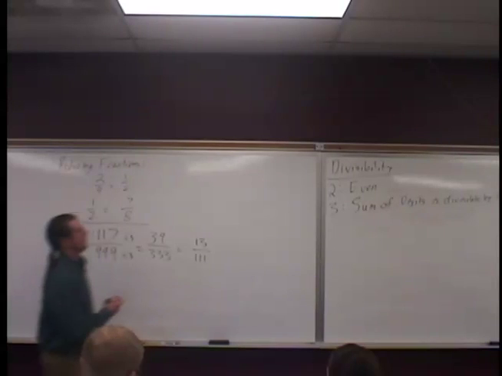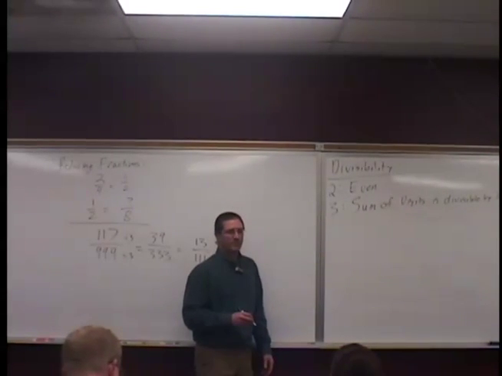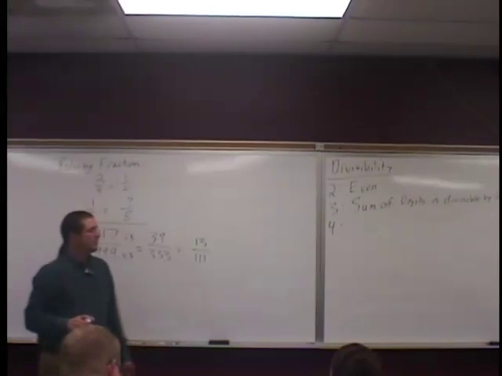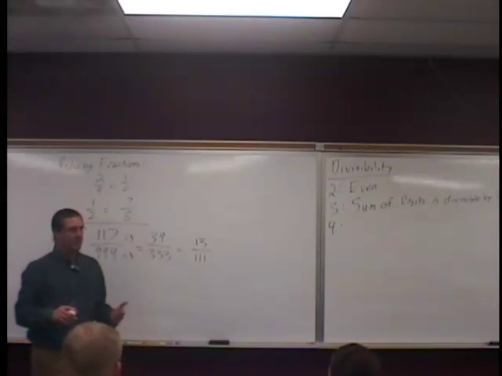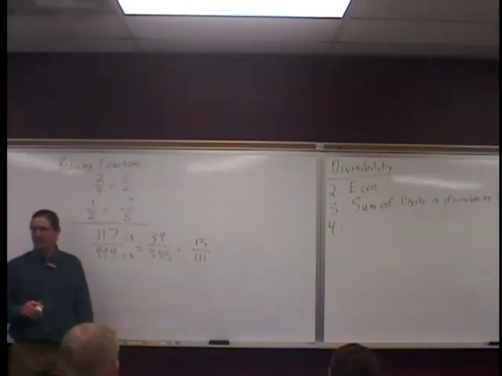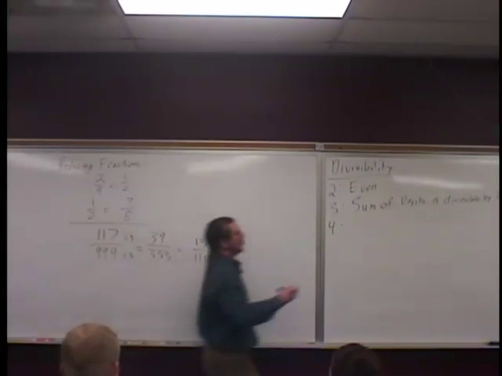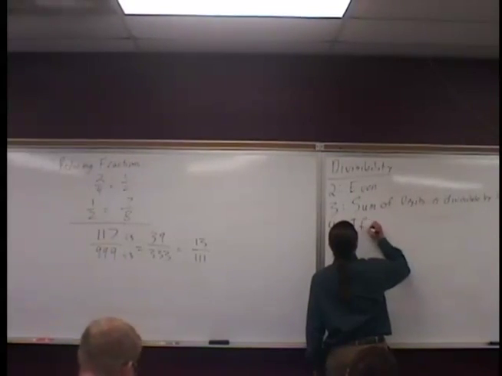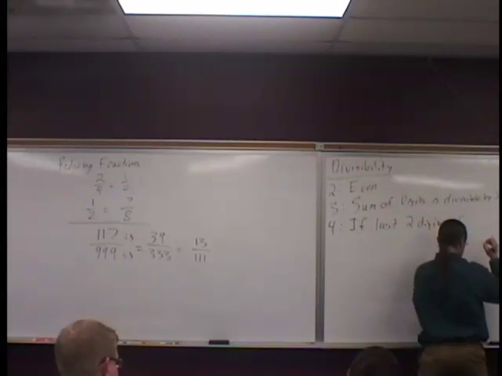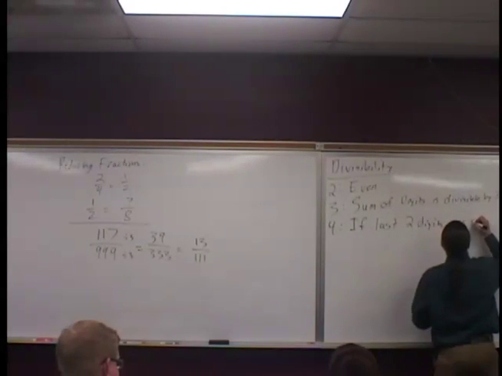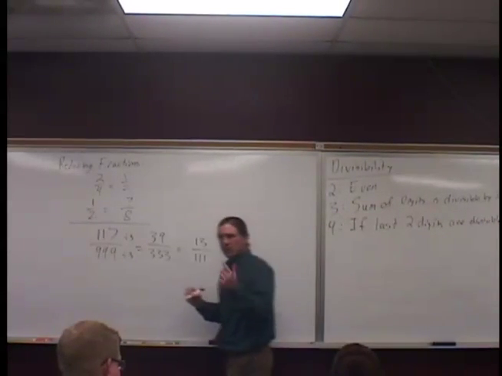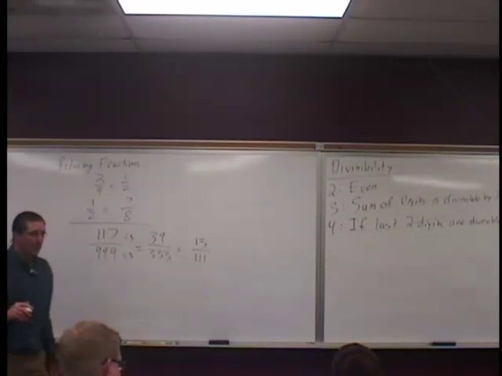All right, so what comes after 3? 5. We're going to do 4 only because I want to show it to you. Technically, you don't have to do 4 because 4 is really just 2 times 2. So when you do your second 2, you basically got to 4. Right? But I want to give you the rule just so that you know. If the last 2 digits are divisible by 4, the entire number is divisible by 4.